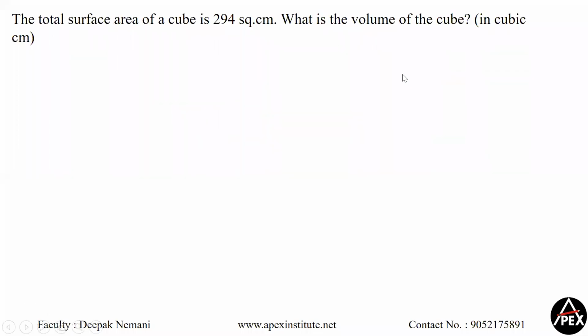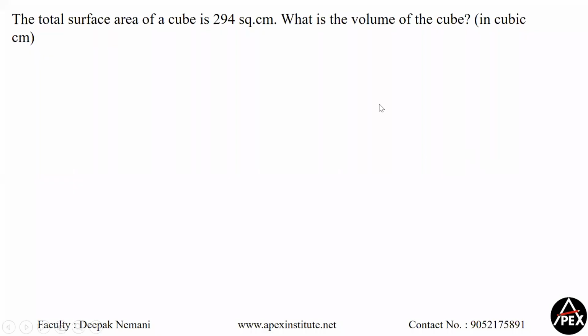Now this is again a simple question, so I'll give you 30 seconds. Instead of lateral surface area, we are given with total surface area. 313, sir. 313, yeah? 343. Sorry, 343. 343. Yes, sir.